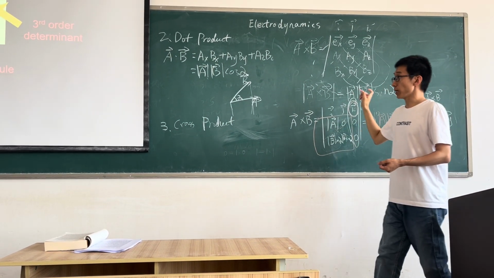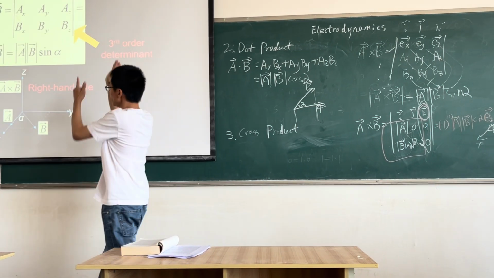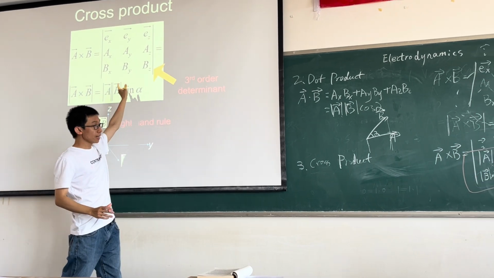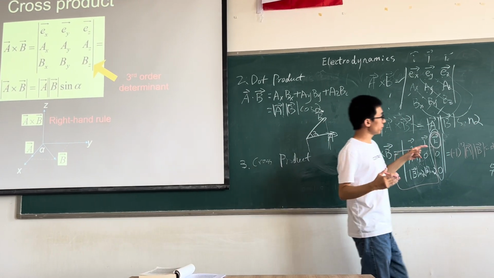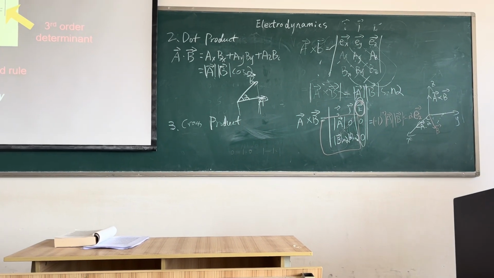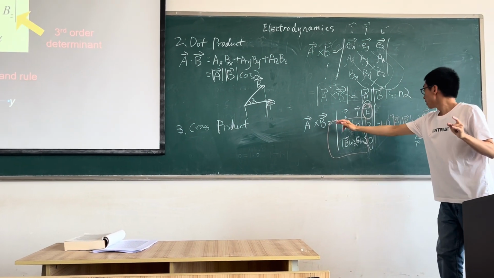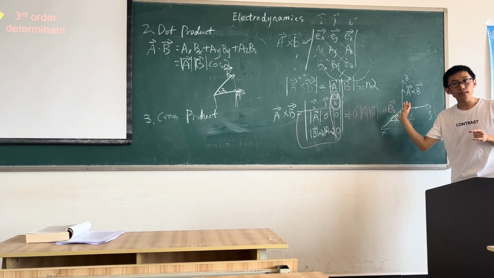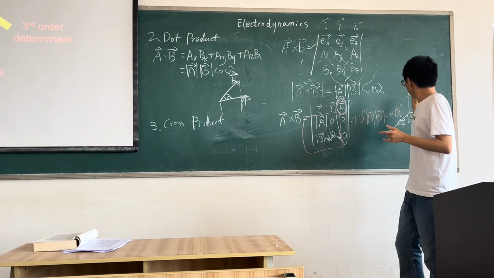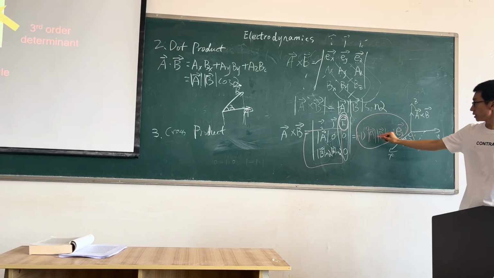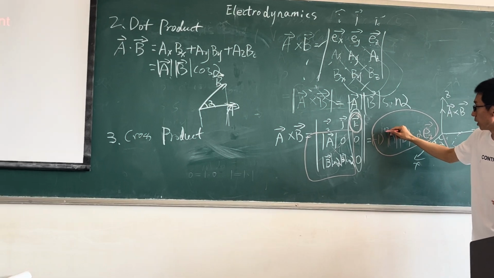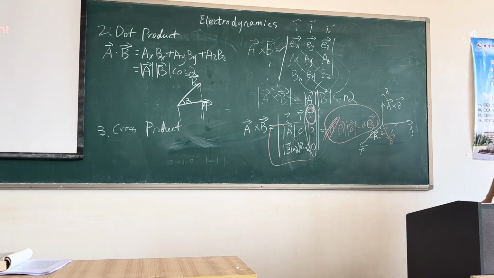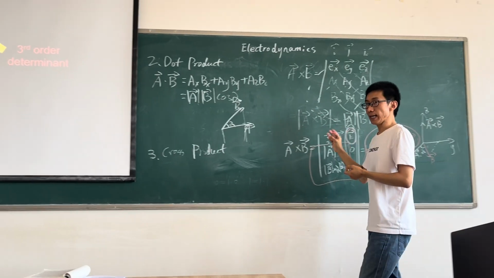Now we know A cross B. Its value, or length, is A's length times B's length times sine alpha, where alpha is the angle between A and B. And its direction is ez, the direction which is vertical to both A and B. Minus 1 to the power of 1 plus 3 is 1, so we can remove it. Now, this is A cross B.